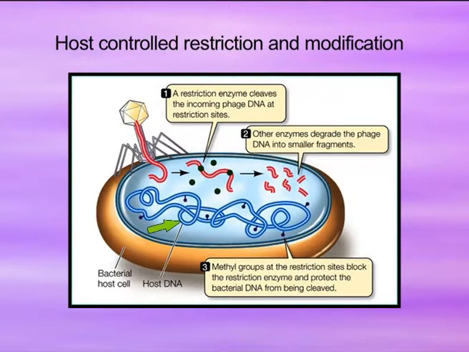And this linear double-stranded DNA molecule is the bacteria's own DNA. So it prevents the attack from its own restriction enzyme by methylating certain bases at certain points. In this way, the bacteria is able to control the cleavage of its own DNA. Now let us move to the steps of the host control, restriction and modification system.